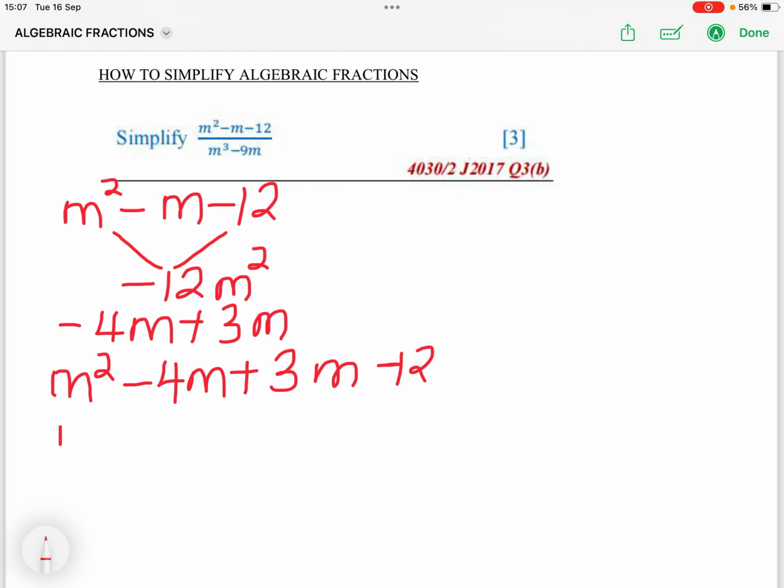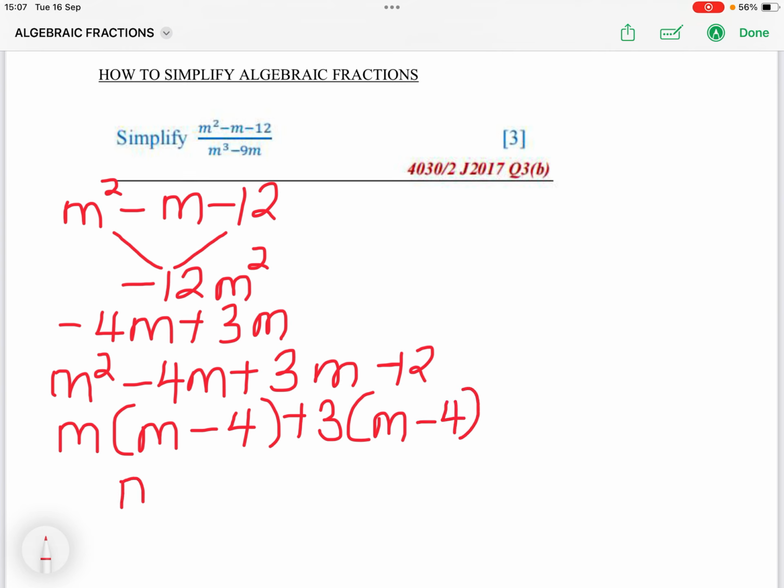For the first pair, we factor out the highest common factor, which is m. M squared divided by m, we get m. Minus 4m divided by m, we get minus 4. And for the second pair, the highest common factor is 3, so we factor it out. 3m divided by 3, we get m, and minus 12 divided by 3, we get minus 4. It means that we now have m minus 4 times m plus 3. This is how we factorize the numerator.